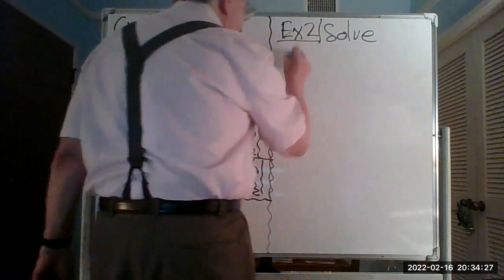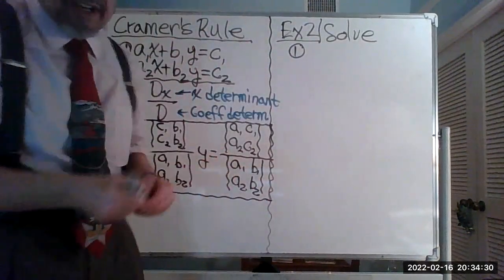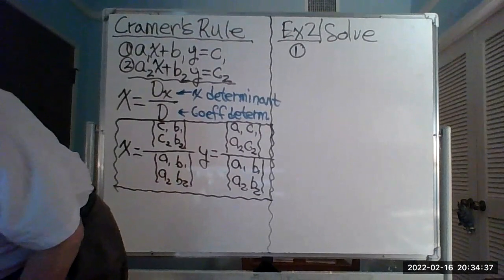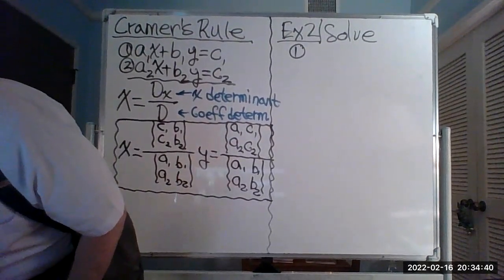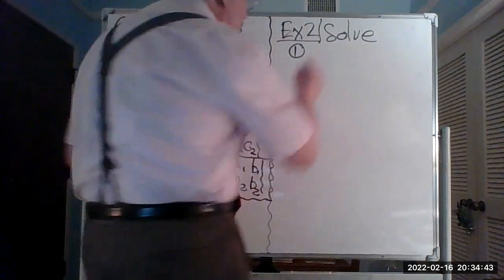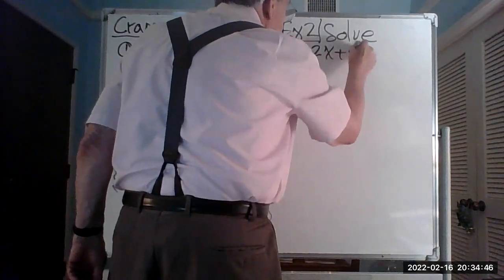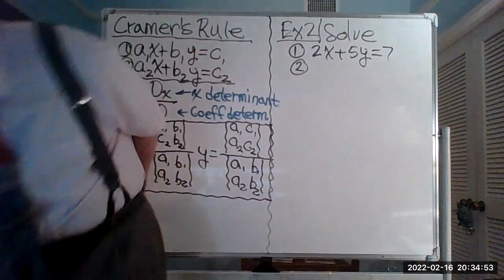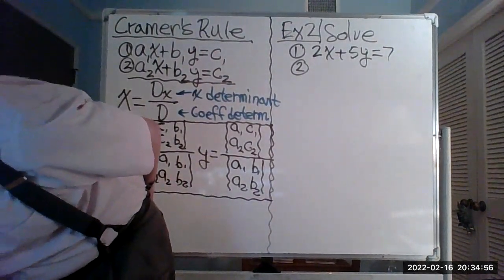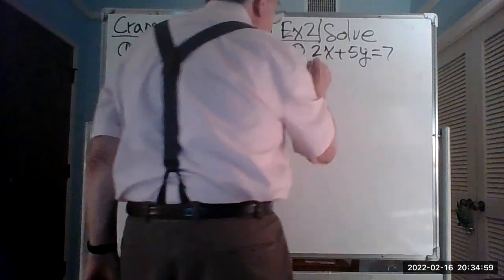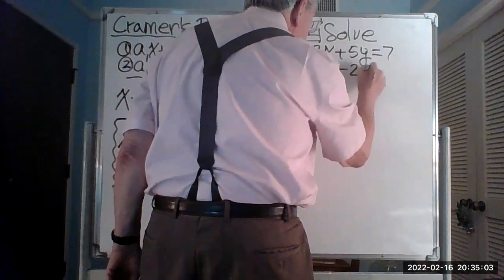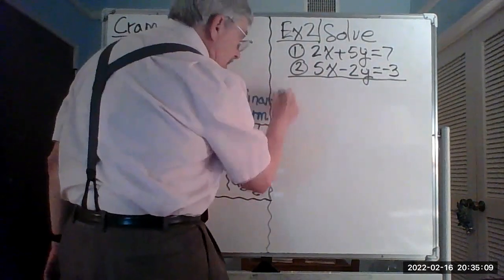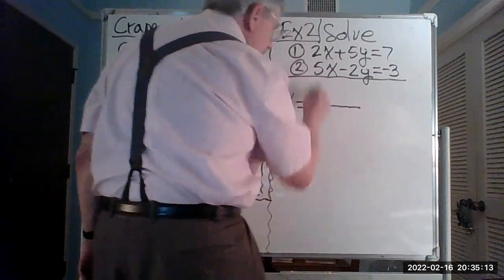So let me write my system over here. Notice, I don't have to write the augmented matrix. All I need to do is plug it right in and chug the solution out. So here we got 2x plus 5y equals 7. And for the second equation, I have 5x minus 2y equals -3. There's my system. So x then is going to be a quotient with a determinant on top.